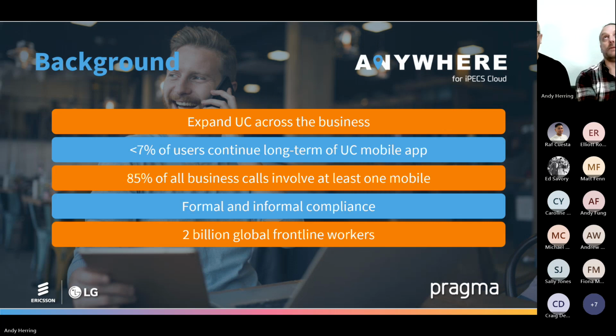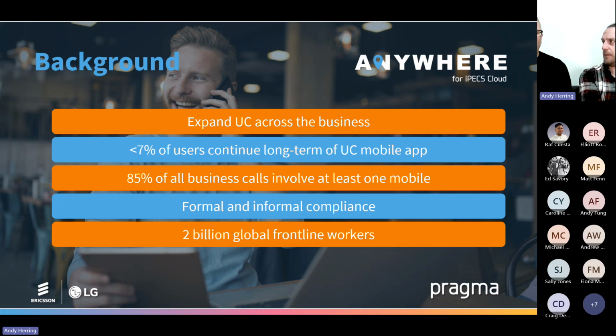I think a bit of context is probably a good idea here. We've started with a high-level overview of what the product's all about, but there are some key numbers on the screen that really highlight why this is an important product for us. We've already discussed extending the cloud to the mobile users. But it's interesting if you look at the numbers. According to market research, and these are some generalizations, less than 7% of users continue to use their UC app on their phone in the long term. And I think we'd probably all admit to that to some degree.